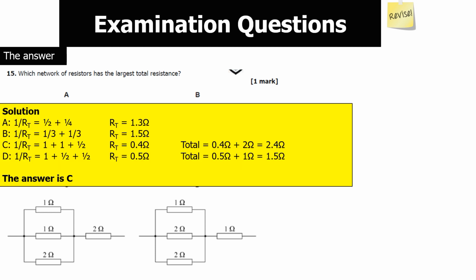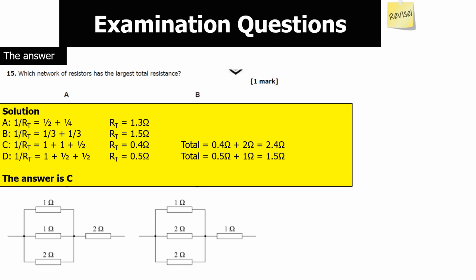So for part A, you would say 1 over R total is equal to 1 over 2 plus 1 over 4. You can then work that through and then work out R total to be 1.3 ohms. Again, for B, you can say it's 1 over 3 plus 1 over 3. So therefore you work that through to be 1.5 ohms. We then, for part C, work out the section in parallel. So it's 1 over 1 plus 1 over 1 plus 1 over 2. We then flip that over to be 0.4 ohms.